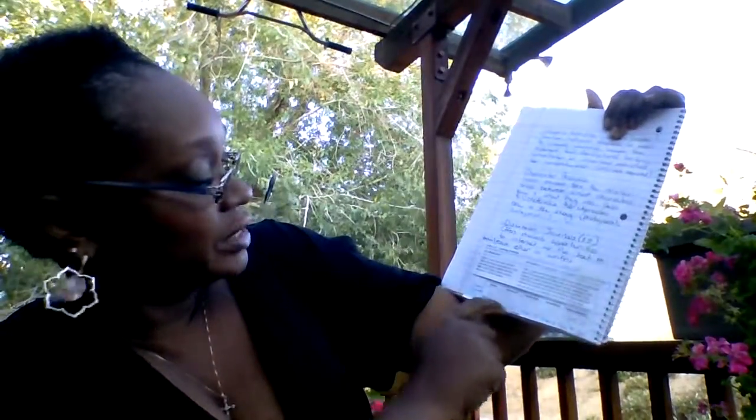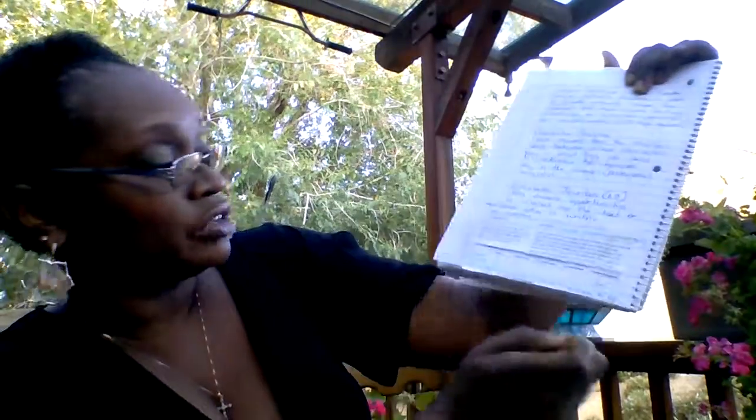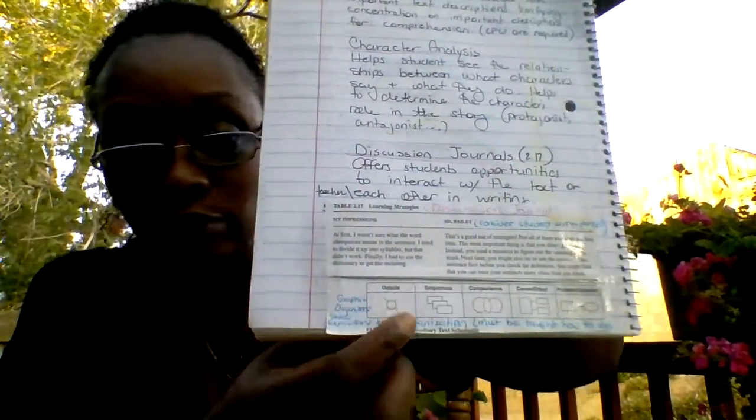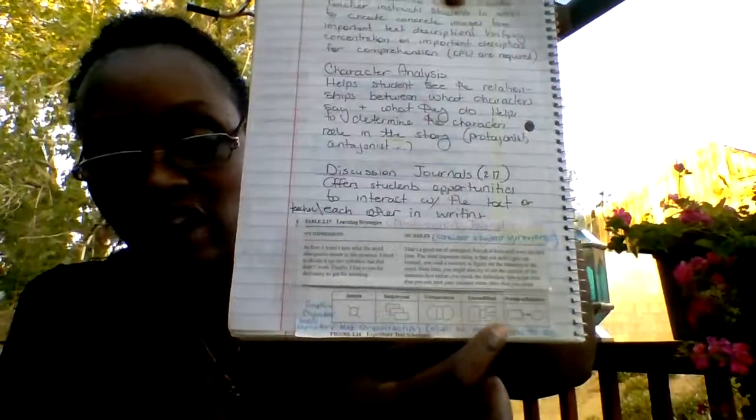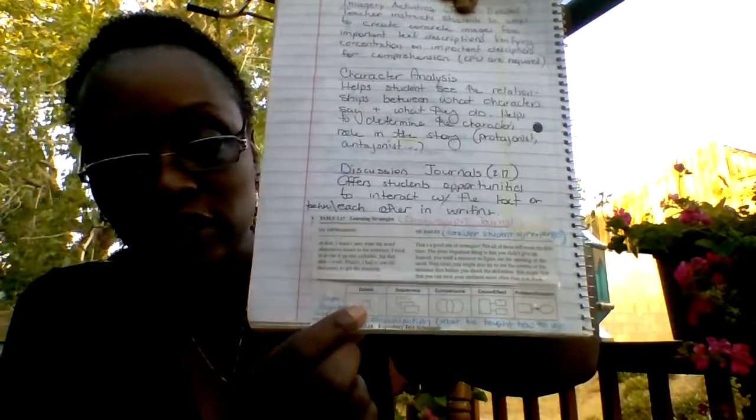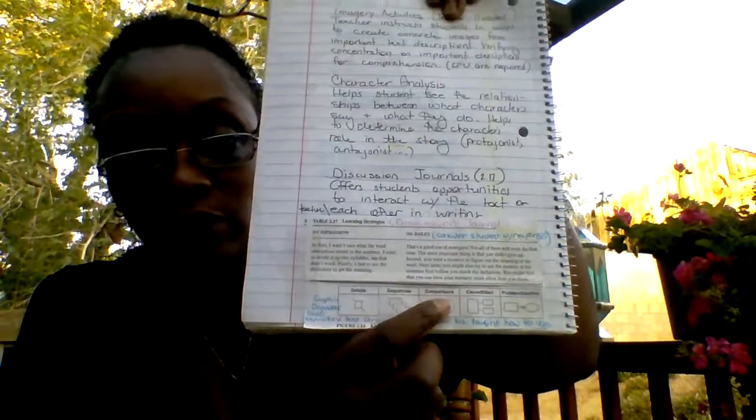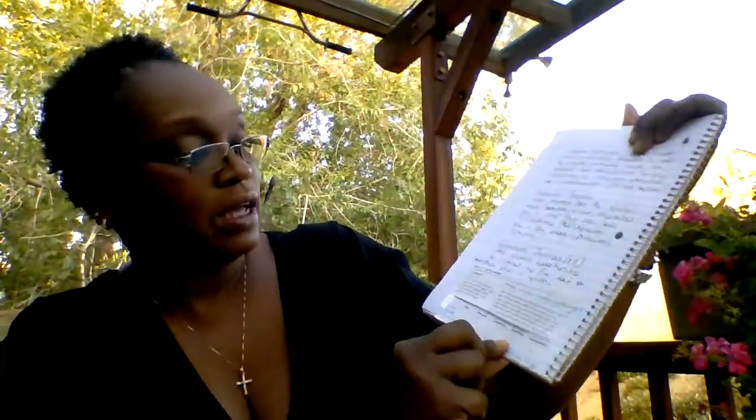Now, this graphic organizer here shows expository text organization and must be taught how to use. So for expository text, you could use these types of graphic organizers: ones for details, sequencing, comparisons, cause and effect, and problems and solutions.